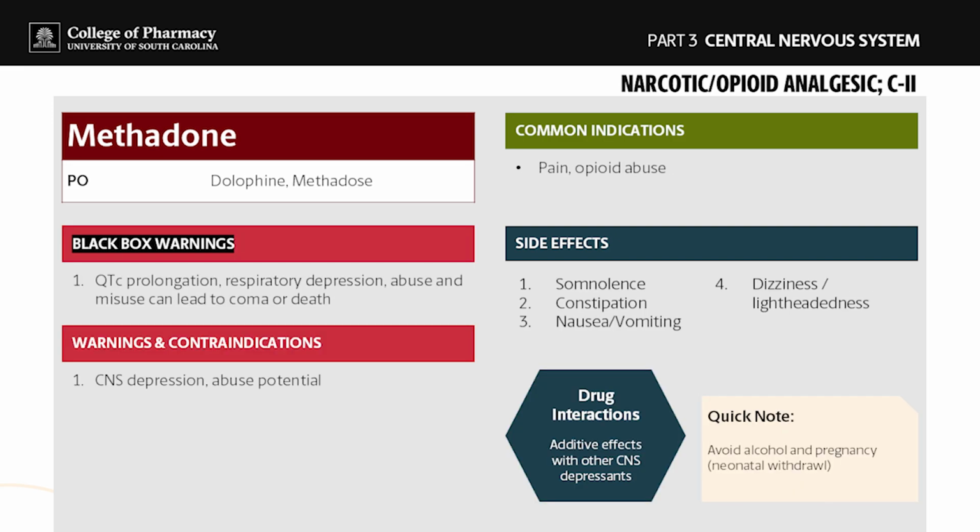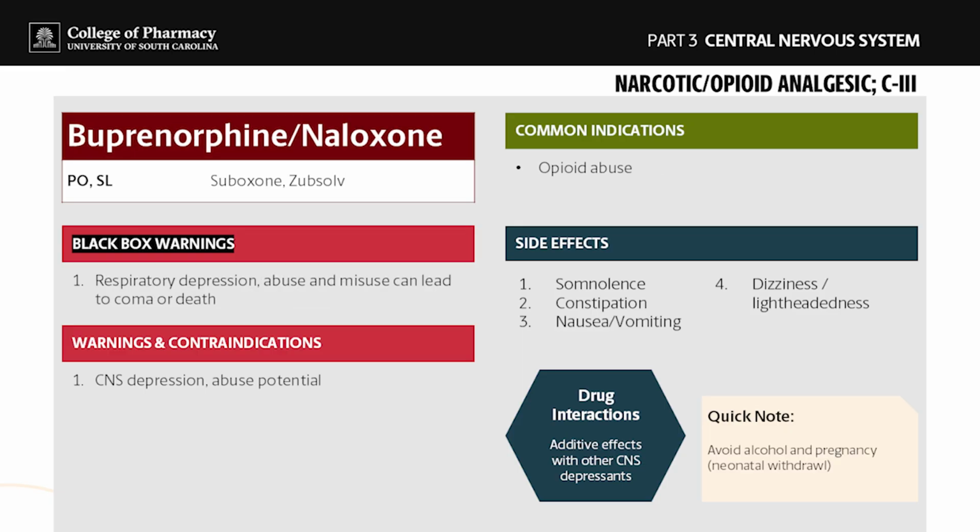Moving along to some narcotic opioid analgesics, if you notice, methadone, brand name Dolophine or Methadose, is a Schedule II, which means what? Yes, that it has a high propensity for abuse. This is used for pain, and some of the side effects would be somnolence, constipation, nausea, vomiting, dizziness, lightheadedness. This drug also could have additive effects with other central nervous system depressants, and really, you should avoid alcohol with this drug. A lot of these drugs are going to be very similar with their CNS depression and abuse potential because they're Schedule II.